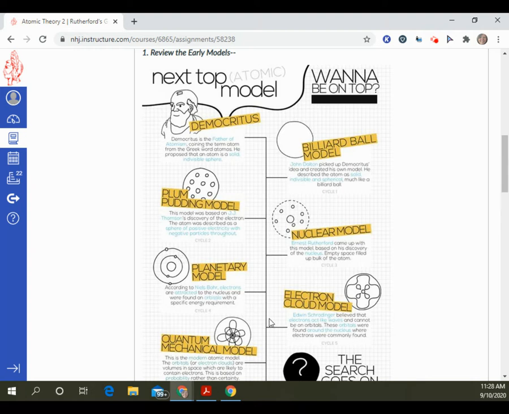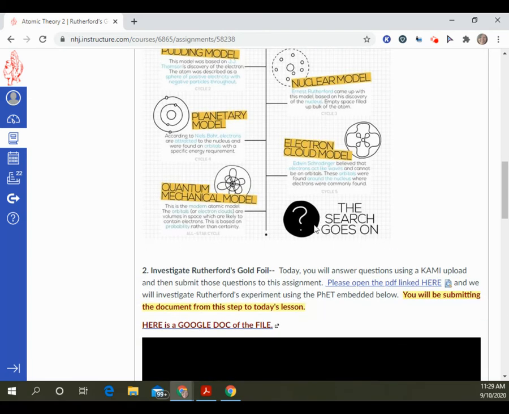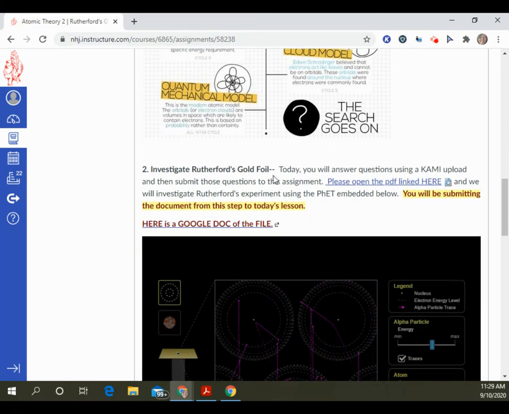And then his model was both proven and expanded upon by Erwin Schrödinger. It says Edwin on this picture, but it's Erwin Schrödinger and de Broglie and Heisenberg. So the model continues to grow. But the big jump was from being a mass, a ball, to a mass with specks on it, to having a lot of empty space. There were lots of parts to the atom, and that's where Ernest Rutherford comes in. So today we're going to investigate Ernest Rutherford's gold foil experiment.